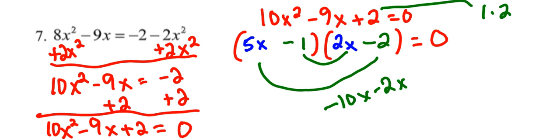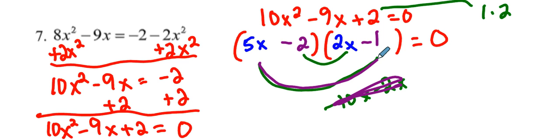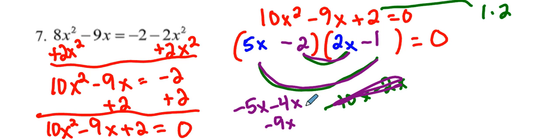So what I'm going to do is erase these, and I'm going to switch them around. I'm going to try to put the negative 2 here and the negative 1 here. Now, this loop, when we check it, would be negative 5x, and this one would be negative 4x. Oh, that's negative 9x, so that factored, and negative 2 times negative 1 is positive 2, so that one works.